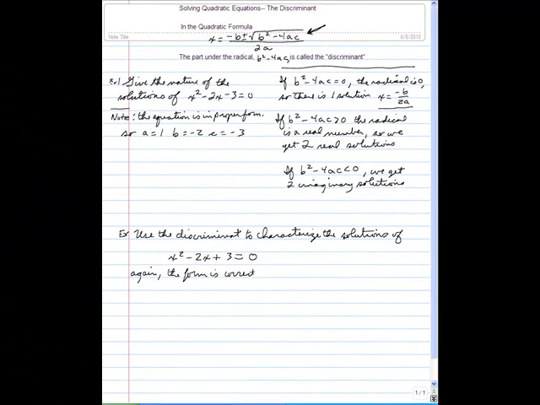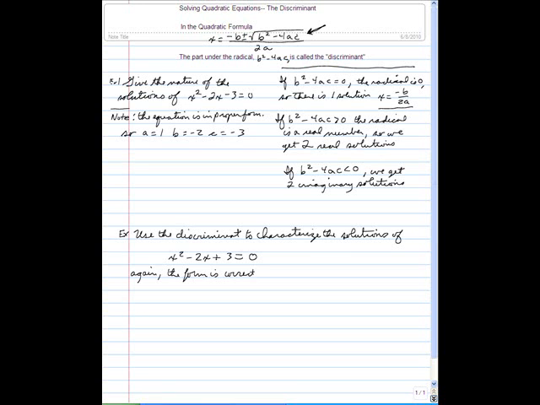Now what happens if the thing in the radical is a positive number? Well, you can take square roots of positive numbers all day. Those are just real numbers. So we're going to get two real solutions, one corresponding to the plus and one corresponding to the minus. So if b squared minus 4ac is greater than 0, the radical is a real number, so we have two real solutions.